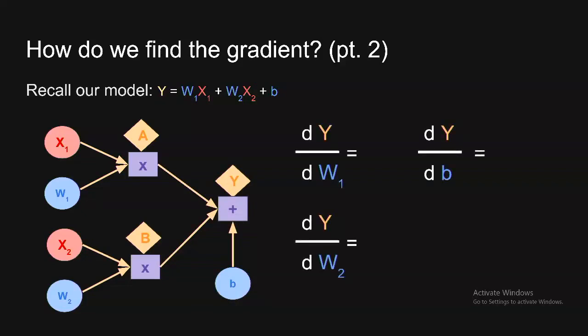And can anyone tell me the values of these? So the partial derivative of y with respect to w1, the partial derivative of y with respect to w2, and the partial derivative of y with respect to b. Actually, I'm going to give everyone a second to think about it, just to make sure that they know the answer. And if you don't know the answer, then give it a think.